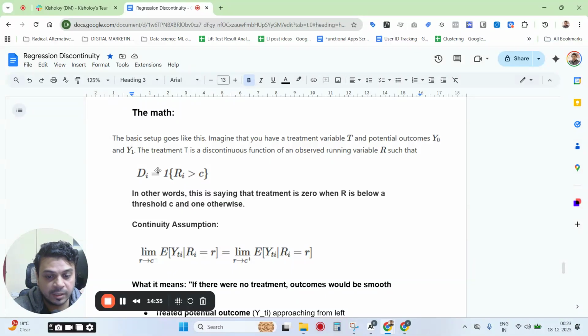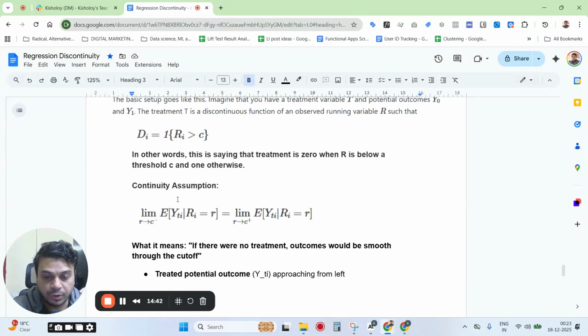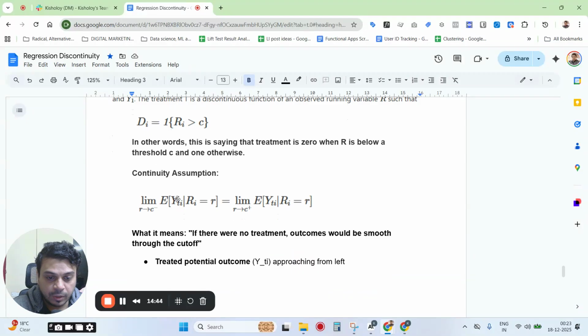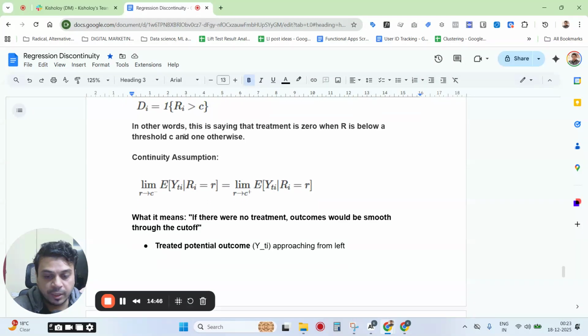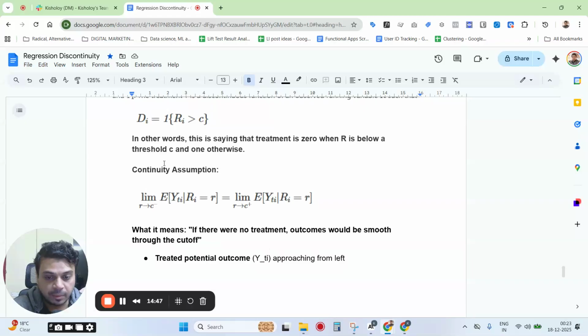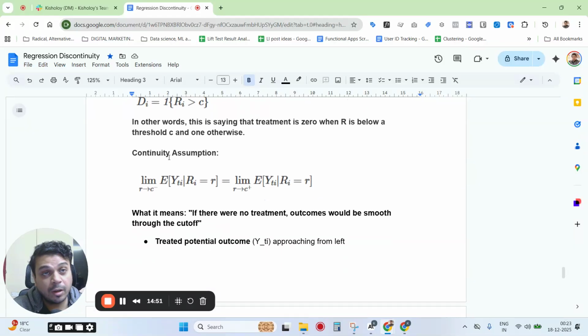So the di is nothing but it takes only two values, 0 or 1, depending on what the value of the running variable is, which in this case is age. And so that's basically your setup equation. And then you have a continuity assumption.